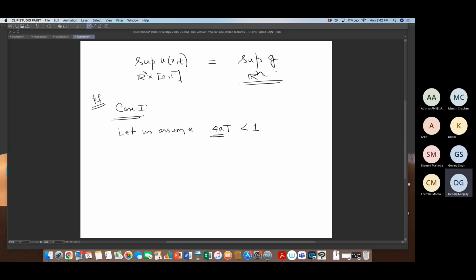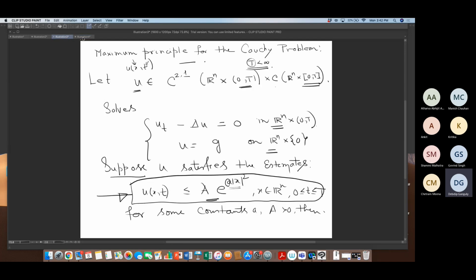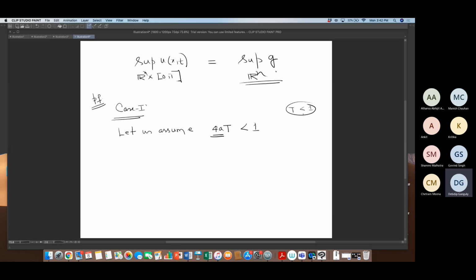Why 4aT have I taken? It will be very clear with the proof. So less than 1 or less than half will also work. Any number less than 1 will work. So this 4aT is not a very artificial thing. You will see that I am saying that T is very small. That's all. If your a is 1, you can take T less than 1, and we will see how to deal with when T is greater than 1. That is the only thing. So I'm taking 4aT strictly less than 1.